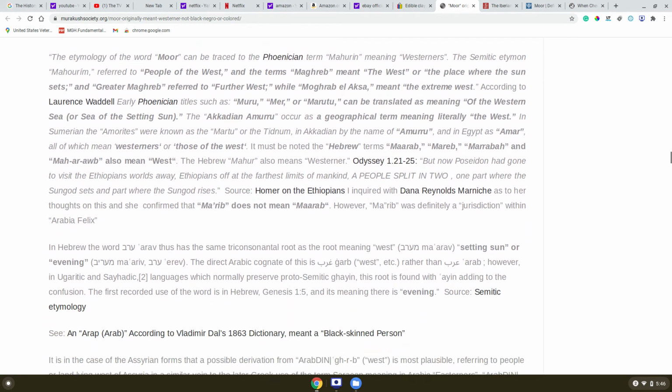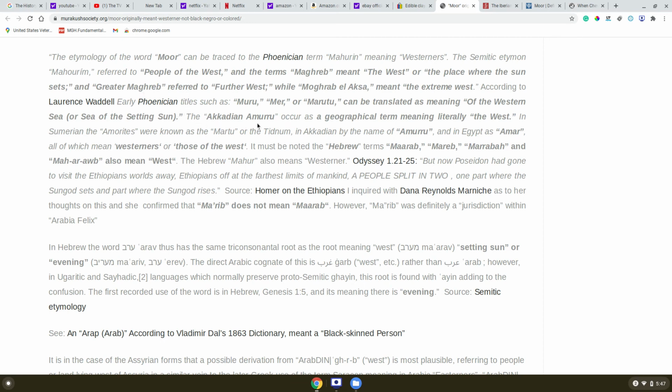The etymology of the word Moor can be traced to the Phoenician term Mahurin, meaning Westerners. The Semitic etymon Mahurim referred to people of the West, and the term Maghreb meant the West, or the place where the sun sets, and the greater Maghreb referred to the further West, while Maghreb el Aska meant the extreme West. According to Lawrence Waddell, early Phoenician titles such as Muru, Mer, or Marutu can be translated as meaning of the Western Sea, or Sea of the Setting Sun.